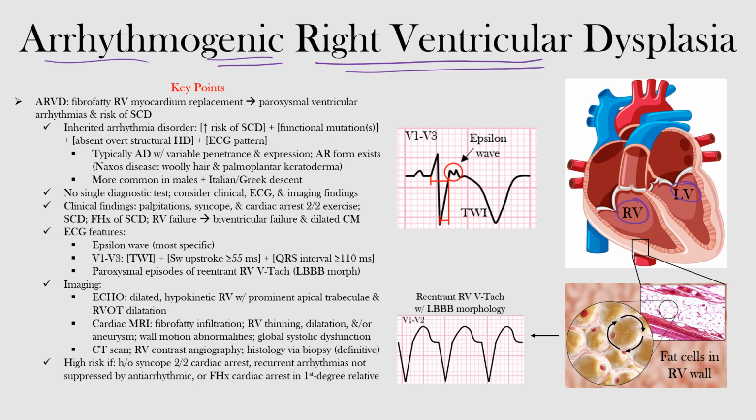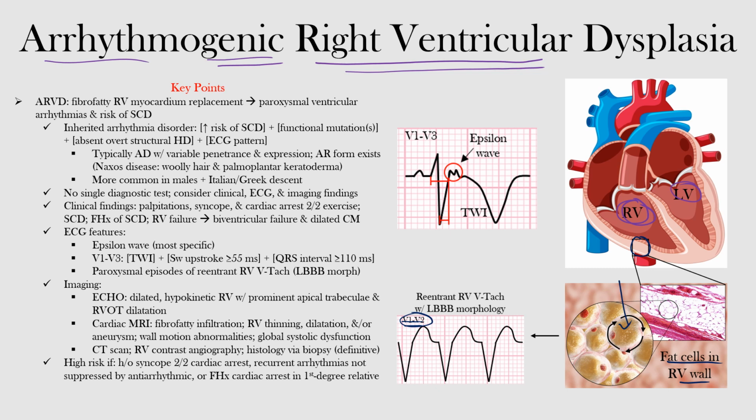So here's our right ventricle, and we're having this fibrofatty deposition in this area here. If you look here, these are fat cells within the right ventricular wall, and we'll see that with these fat cells, you can have reentrant VTAC develop and get these sorts of arrhythmias, and we'll talk about that shortly. So you have this fibrofatty replacement of the right ventricular myocardium, and that can lead to these paroxysmal ventricular arrhythmias, as well as that risk of sudden cardiac death.